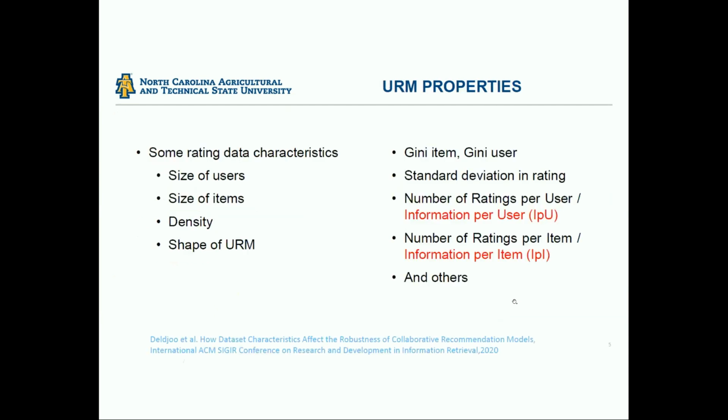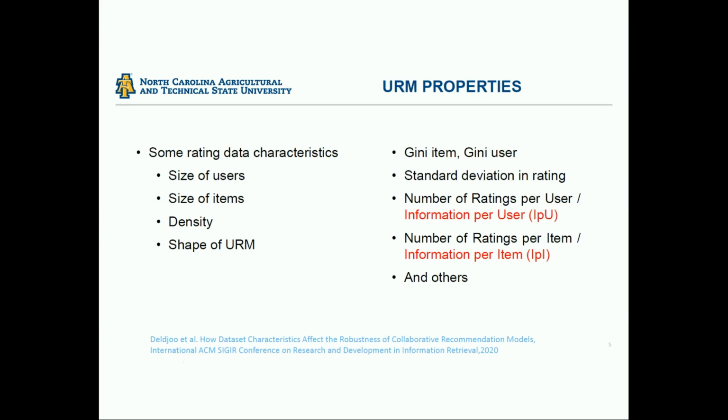Going on to the topic, what we are trying to discuss here is rating data characteristics. So based on the rating matrix, what are its characteristics? Mainly, in simple terms, it will be related to users, items, and the density of the rating matrix usually. But if we derive other properties, like the shape of the user-item rating matrix, I have given the reference. He has mentioned more than this one. I just presented the most common ones that we can see: Gini item, Gini user, and standard deviation in the rating.